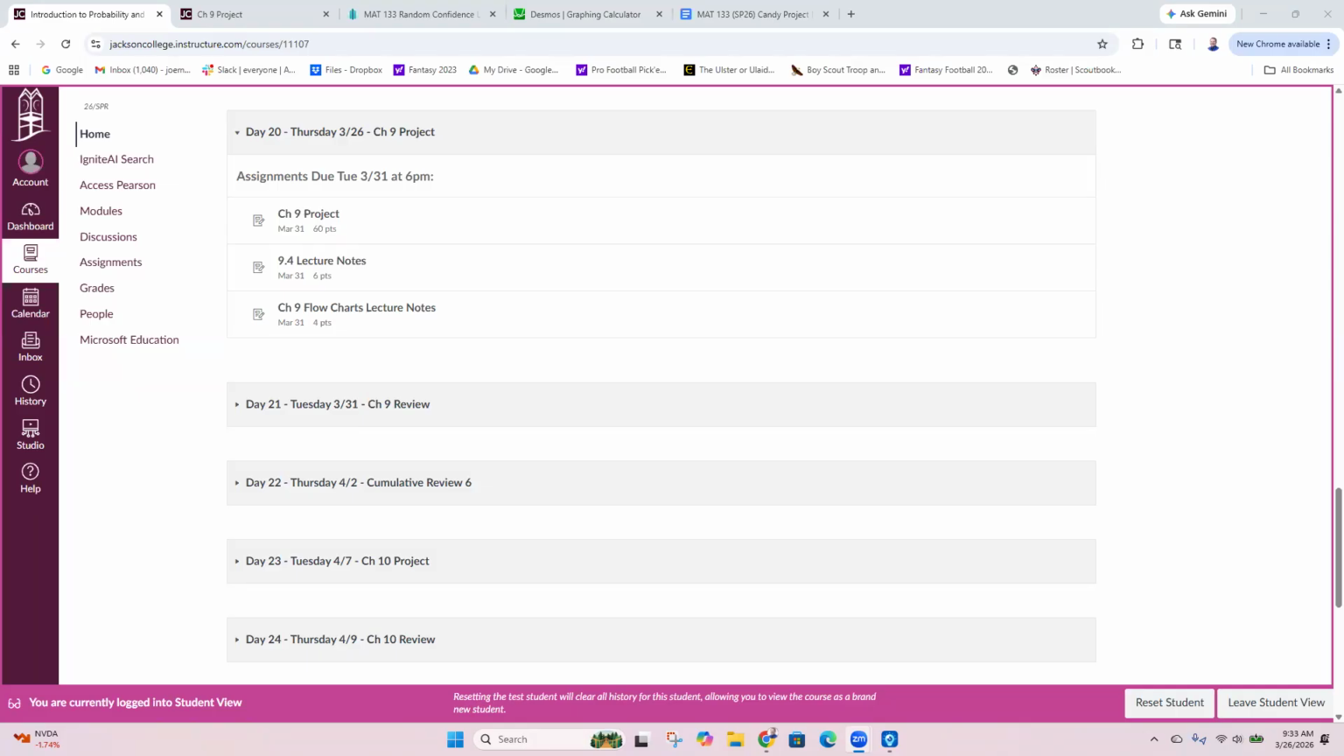It's day 20. So the Chapter 9, 10, and 11 projects are not in Google Sheets. They are actually in your course pack, so you're going to want to go to page 569, which has the Chapter 9 project. It is 5 pages, so make sure you grab all 5 pages. Usually our worksheets are like 4 pages, but this one's five.